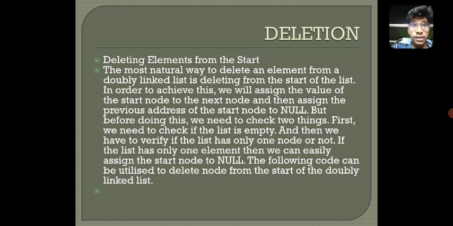But before doing this, we need to check two things. First, we need to check if the list is empty, and then we have to verify if the list has only one node or not. If the list has only one element, then we can easily assign the start node to null. The following code can be utilized to delete a node from the start of a doubly linked list.